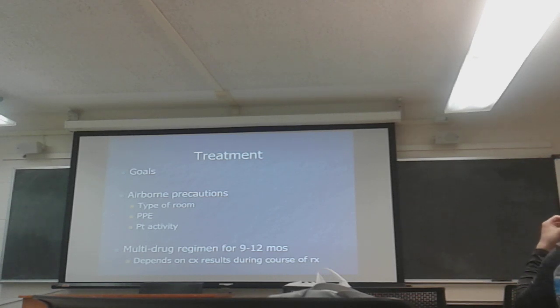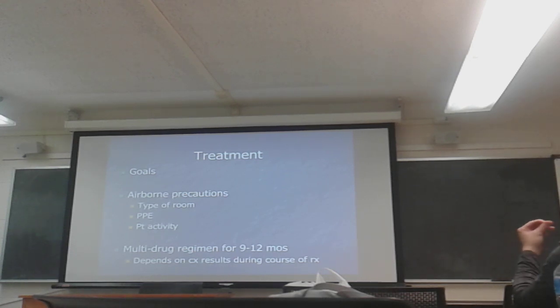And then patient activity. When are they leaving the room? Essential things only. They're not going out for a smoke, not going to the cafeteria, not going to the gift shop. And then their visitors: when visitors go in, they have to wear the mask too. Don't try and slip in there. Visitors are wearing the mask.